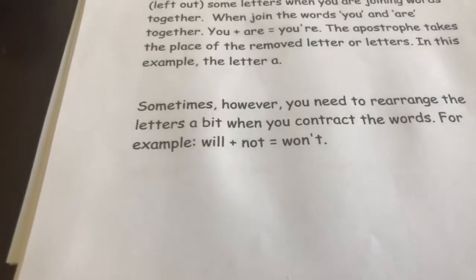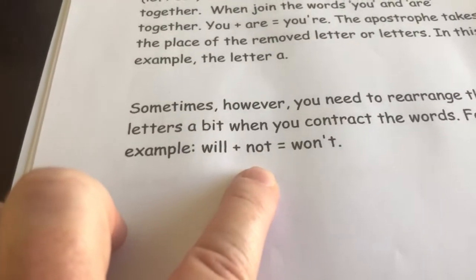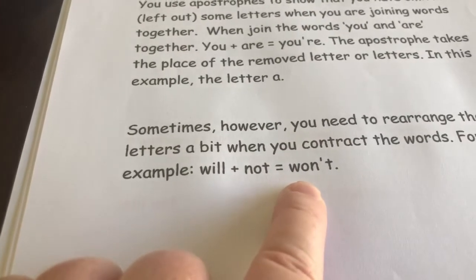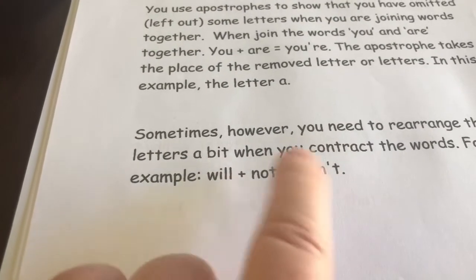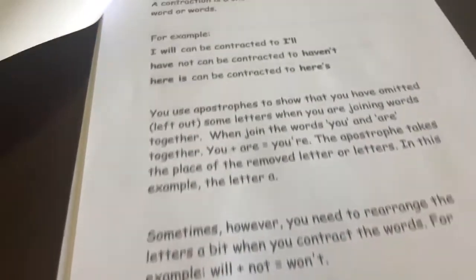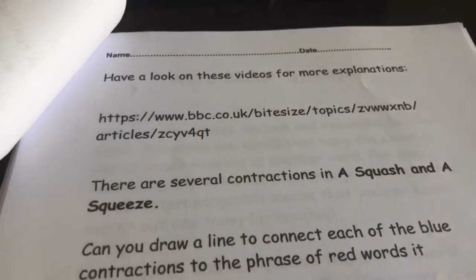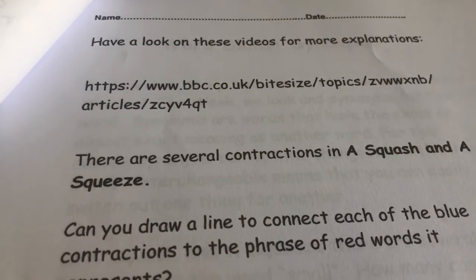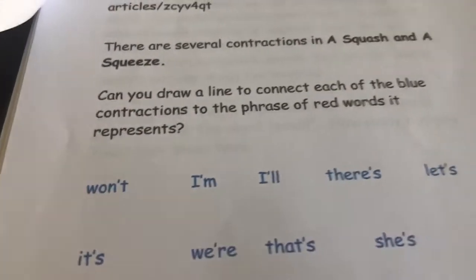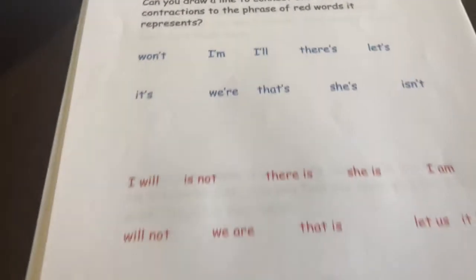Sometimes you don't just remove a letter, you actually have to change the word a little bit. So in the case of will not, when you contract that, you don't say willn't. You say won't. So the I in that case changes to an O and you end up with won't. So there are a couple of exceptions, but again, the more you read and the more you write, you'll get familiar with these as you go along. There is a video that I found that could explain this to you in a little bit more of a fun cartoon way. So if you're not sure, then please have a look at that. And then let's have a look through some of the words in the story and see if we can connect each contraction with the full word.